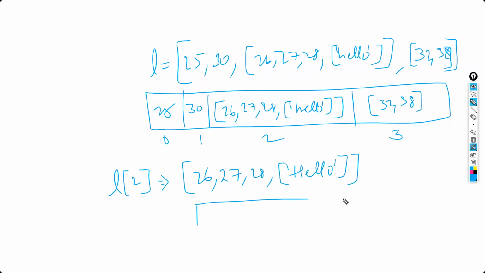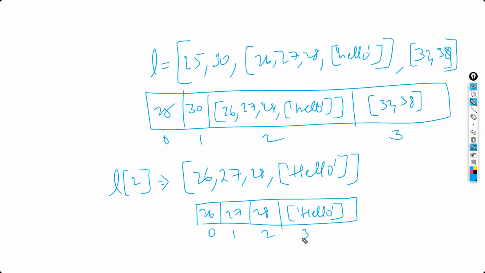Now, what is the object it is going to create like this? 26, 27, 28 and list of hello. 0, 1, 2, 3. Is the point clear? Now I'm going to apply L of 2, and for that 3 I will apply. Now tell me what is the output I am going to get? Hello, list of hello. The output is list of hello. This one. List of hello. I'm going to get output like this.